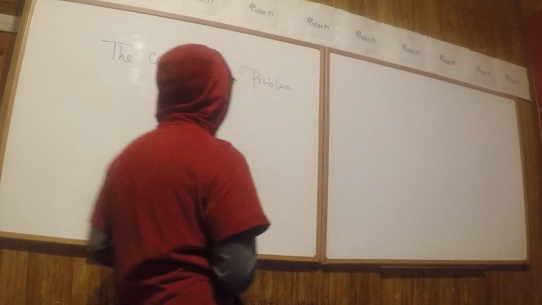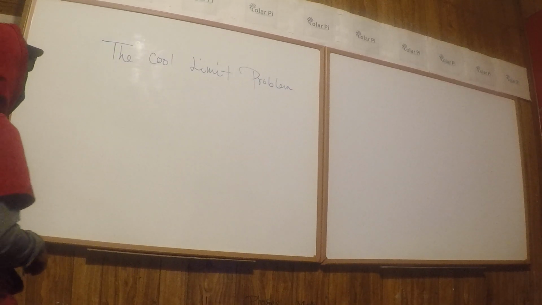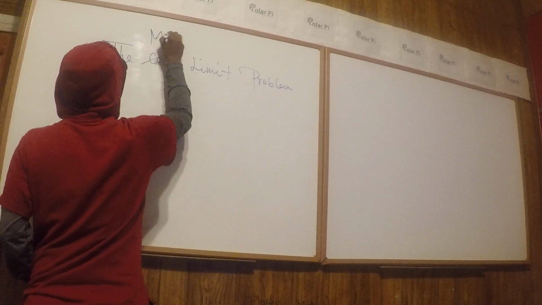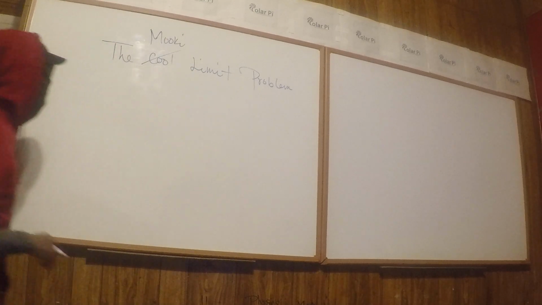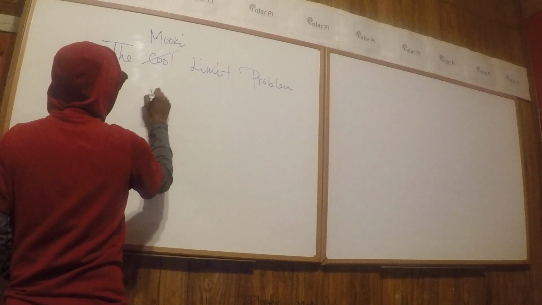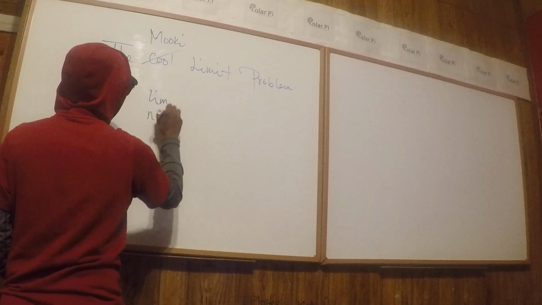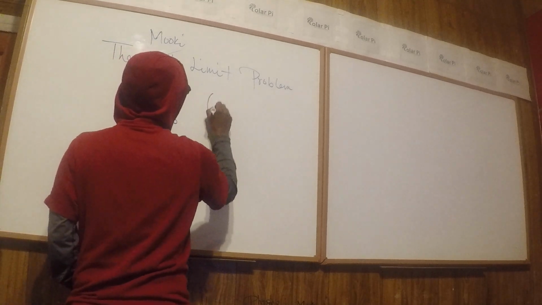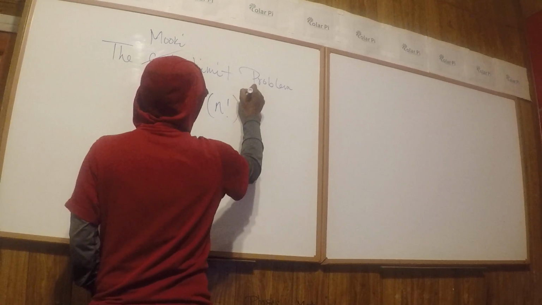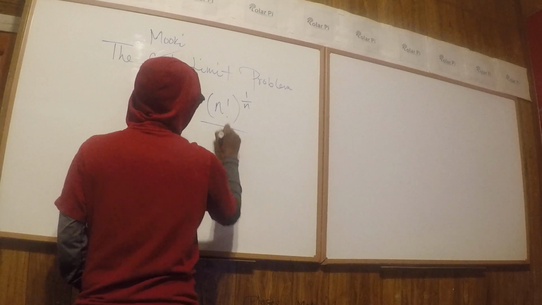All right, cool. So this is a really cool limit. I guess we can call it the Mooki Limit. This is how you spell his name. Okay. The Mooki Limit problem: the limit as n goes to infinity of n factorial to the 1 over n, over n.